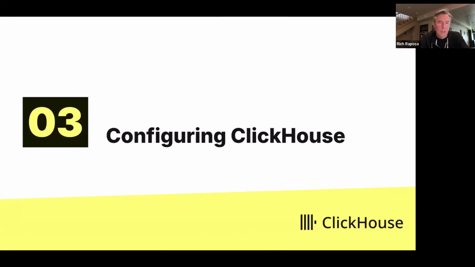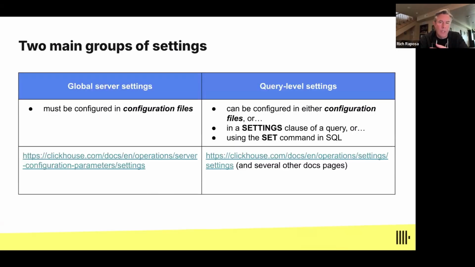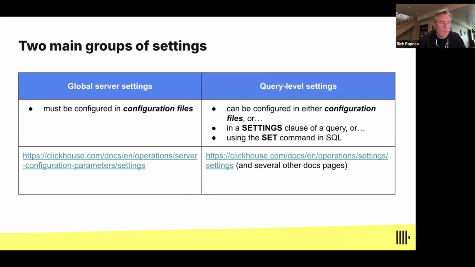Let's look at configuring ClickHouse. This is the whole purpose of this particular training, now that you have an understanding of the terminology of ClickHouse. In ClickHouse, we have these settings, and there are thousands of them. I already showed you, there are like 1300 or 1400 settings in ClickHouse.